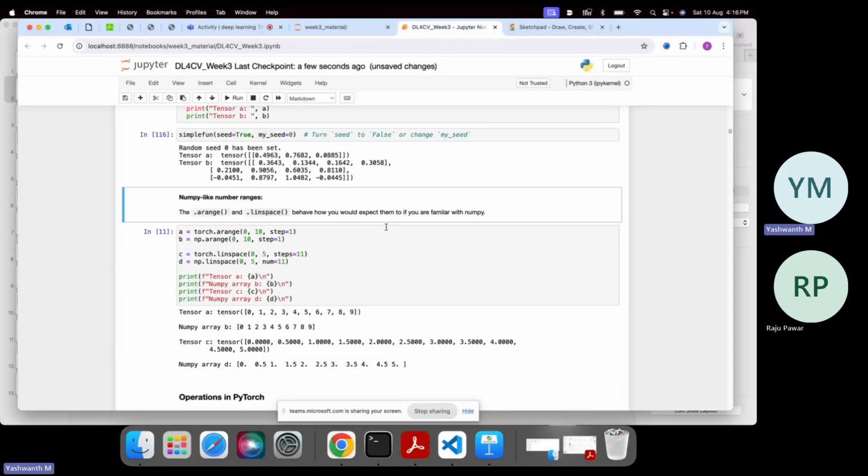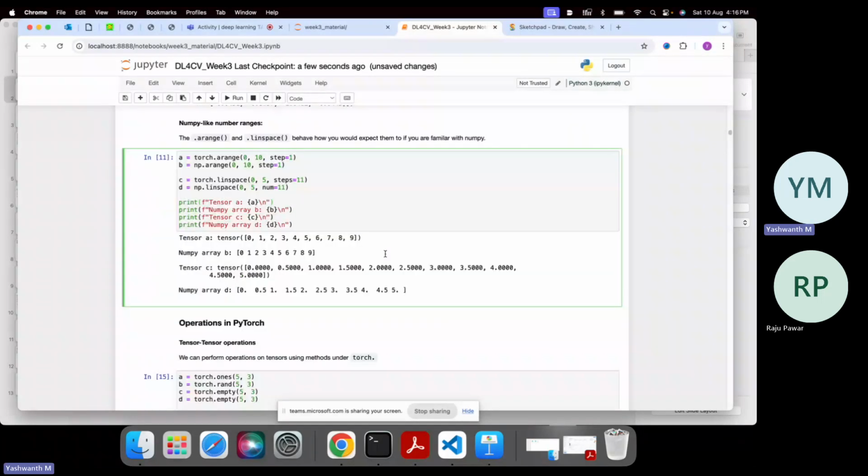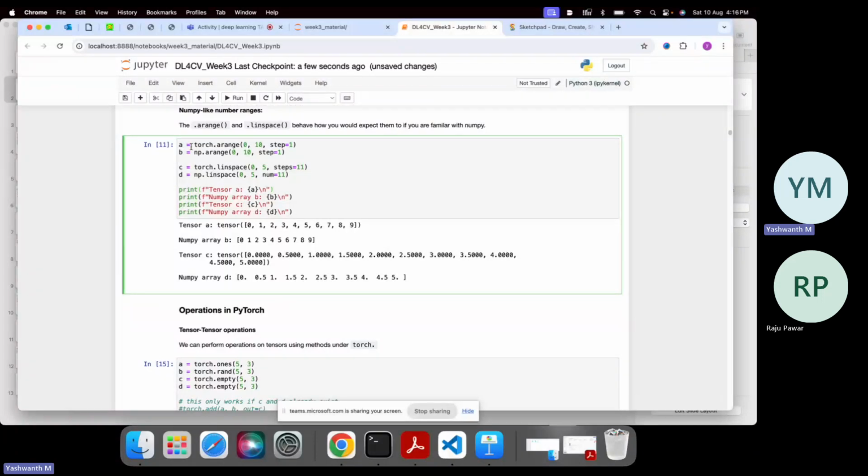So you can ask any questions. If you want me to stop anywhere, you can ask me. torch.arange is the same as np.arange. Here you have the starting point, the ending point, and how many steps it needs to increase by. So it's going from 0 to 9 in steps of one.